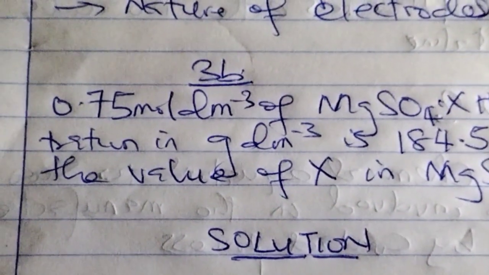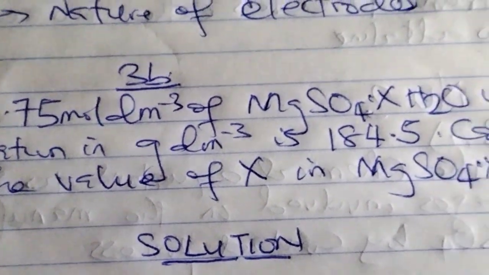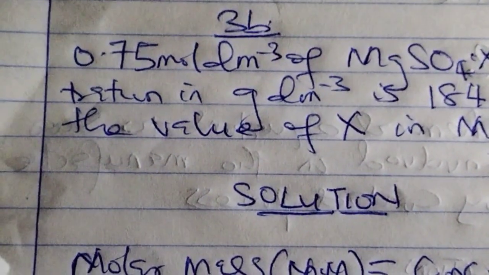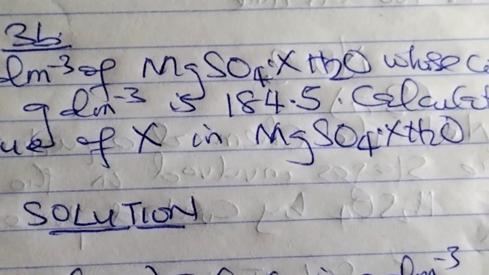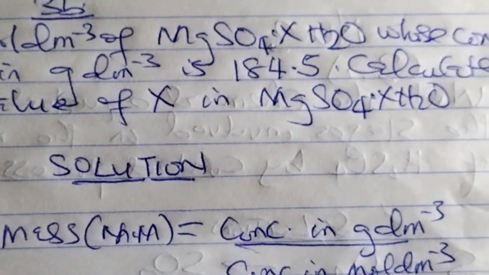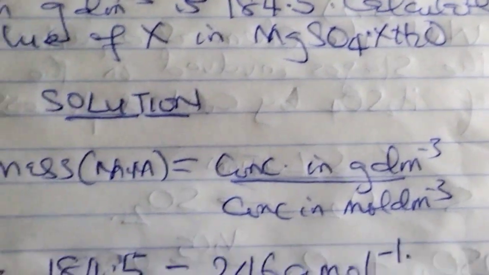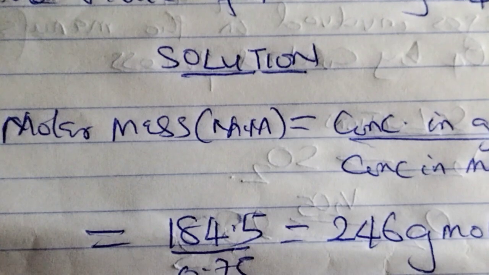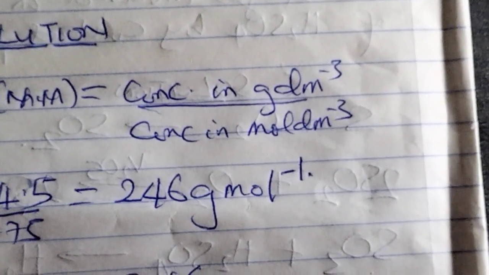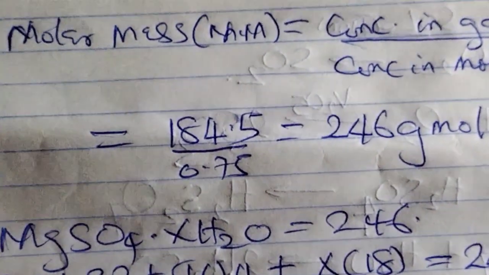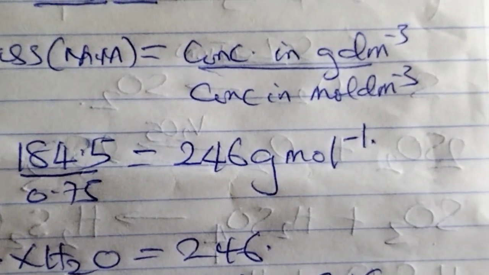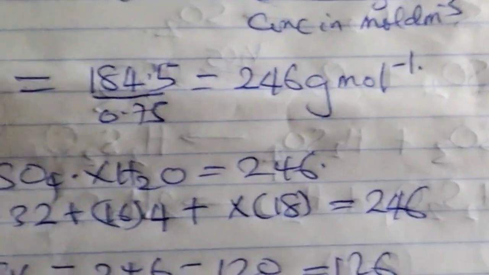So we're going to go to 3B. It says 0.75 mole per dm cube of magnesium sulfate, MgSO4.xH2O, whose concentration in gram per dm cube is 184.5. Calculate the value of x in MgSO4.xH2O. Solution, molar mass, that's MM, equals concentration in gram per dm cube over concentration in mole per dm cube. Substituting, that is going to give us 184.5 over 0.75. That gives us 246 gram per mole as the molar mass.